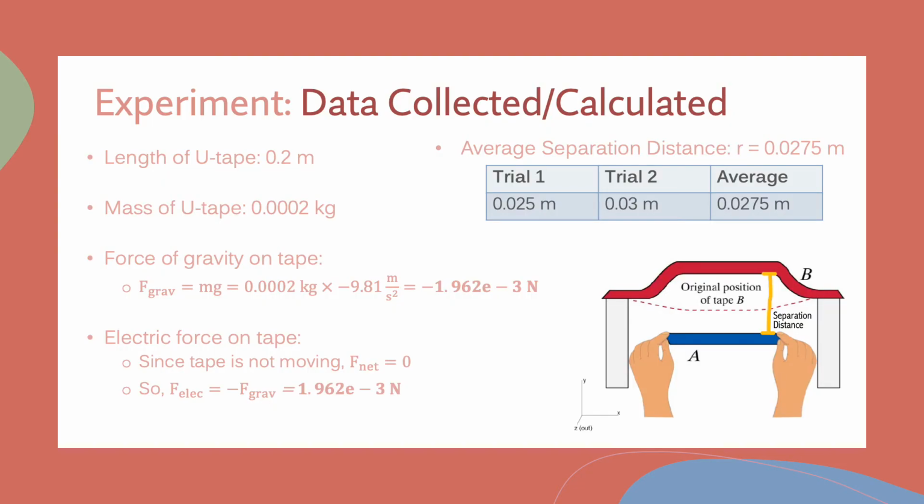Our average measurement over the course of two trials for the equilibrium separation distance between the two pieces of tape was 2.75 centimeters. The length and mass of the U-tape, as well as the calculations of the force of gravity and electric force on the piece of tape, can be seen here. Because the pieces of tape are not moving, the system is in static equilibrium, so the electric force on the tape is equal and opposite to that of the force of gravity.